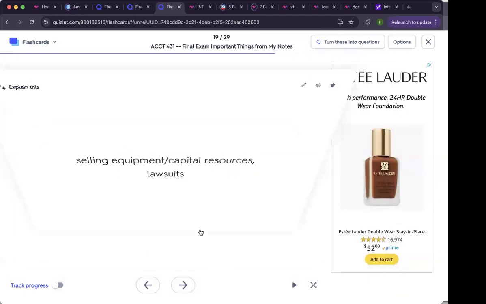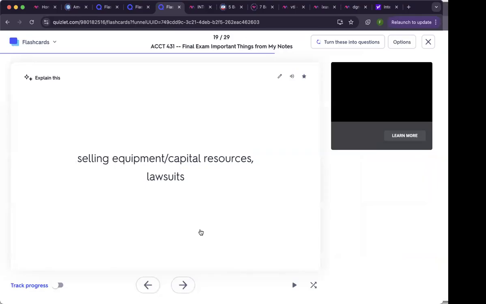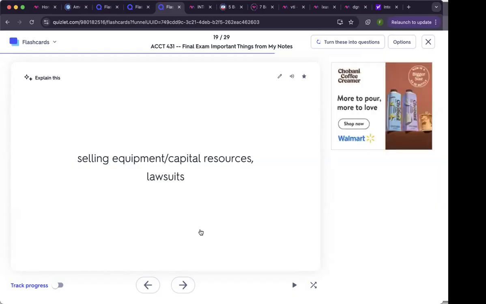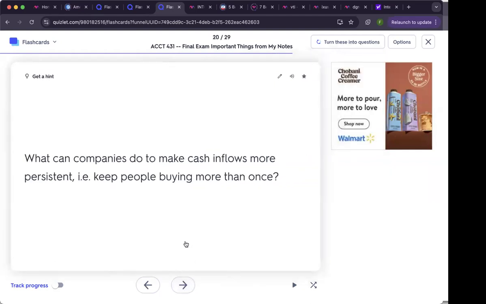Some not persistent cash flows would be things like selling equipment or capital resources, or lawsuits. You can only sell your, I don't know, your giant building in downtown New York once, right? Most of the time with lawsuits, you're only paying out or receiving the whatever once from the lawsuit. That's not an all-the-time event.